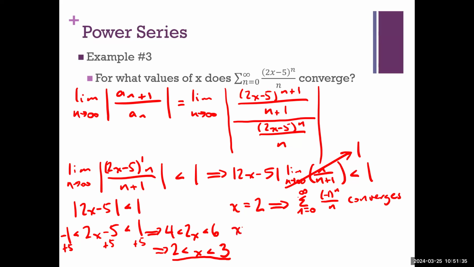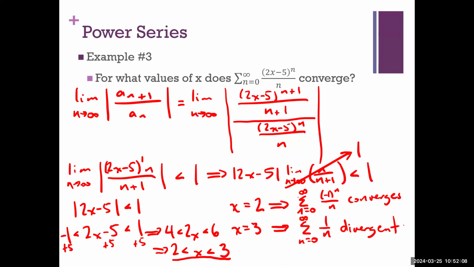What about when x is equal to the other boundary, 3? Then what series am I looking at? 1 over n. What does that do? The sequence goes to 0, but that's not really what we're asking about. I don't know what the sum of the terms goes to. So what does the series do? Does it also converge? This is a divergent series.